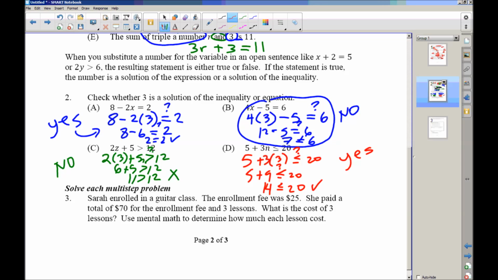Okay. All right, my last bit here. Sarah enrolled in a guitar class. The enrollment fee was $25. She paid a total of $70 for the enrollment fee and 3 lessons. What is the cost of 3 lessons? So it says we use mental math. We don't have to write anything, but I'm going to write what I would be thinking about why I solved this problem. So I know she started with $70 for the total, and she had to pay $25 just to be able to go to class. So that left me with $45. Okay, so from that $45, she used 3 lessons. So I do 45 divided by 3, and this will give me 15. So each lesson is $15.